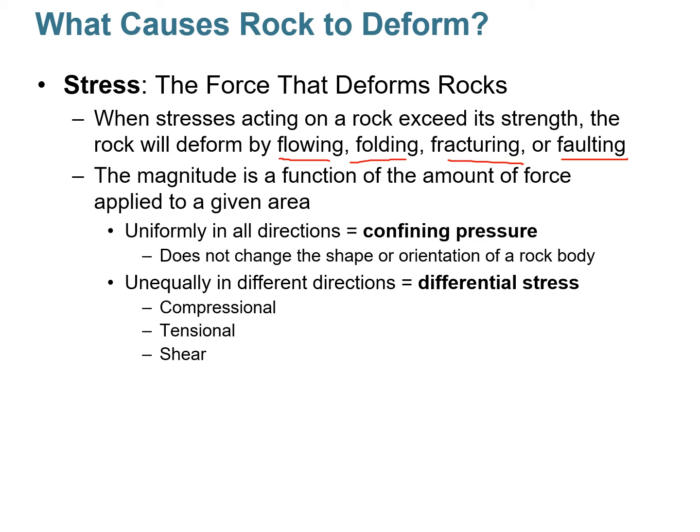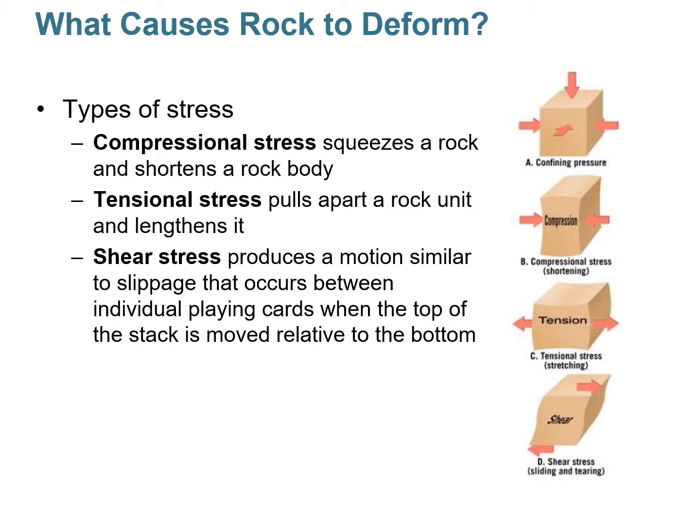The magnitude of the deformation is a function of the amount of force applied to a given area of the rock. If the forces being applied to the rock are equal in all directions, we call that confining pressure. If they're unequal, meaning the forces are coming at the rock in different directions, we call that differential stress. And there are three types: compressional, tensional, and shear.